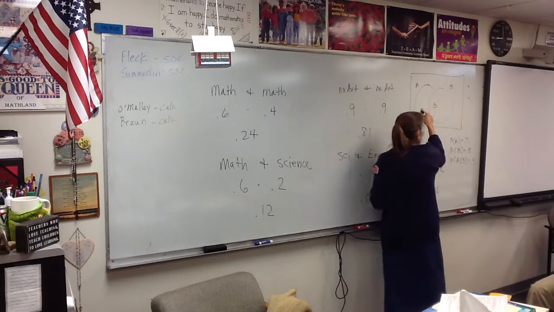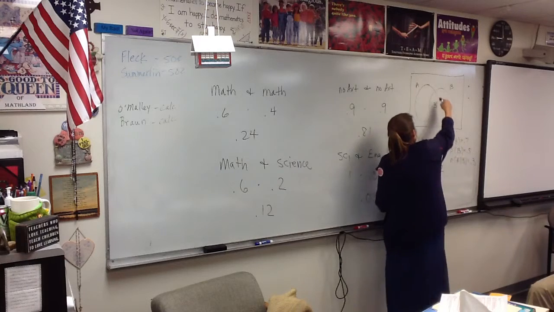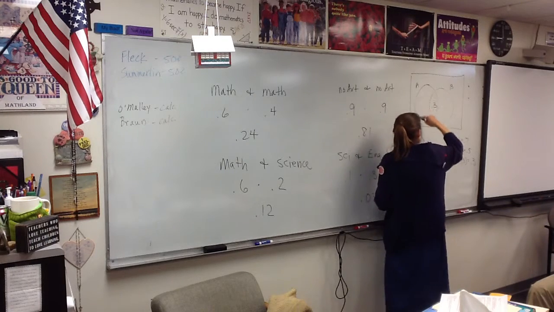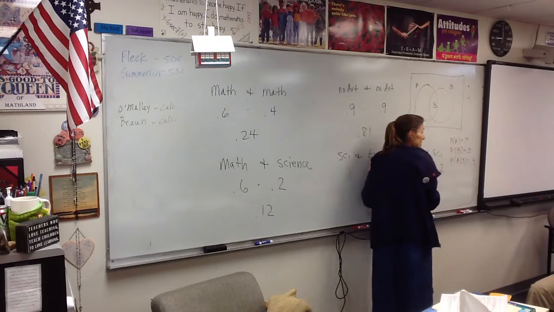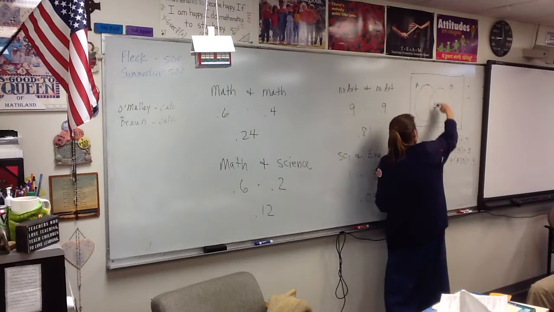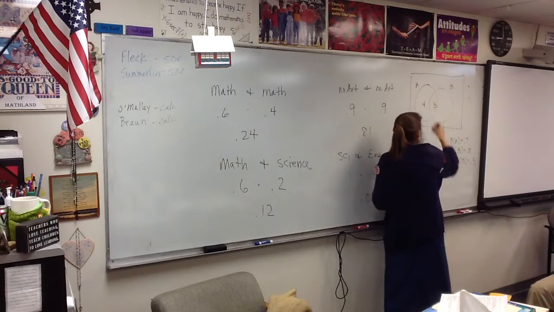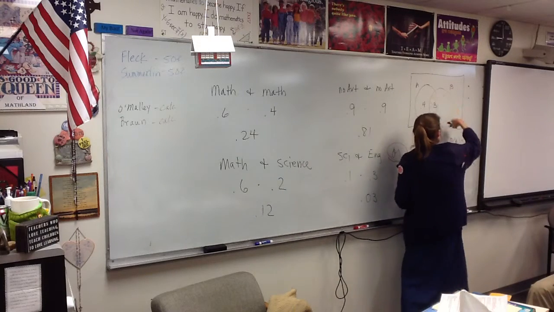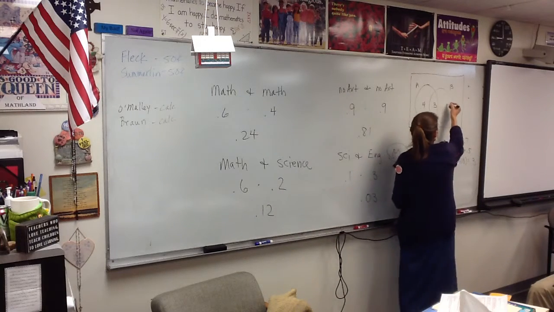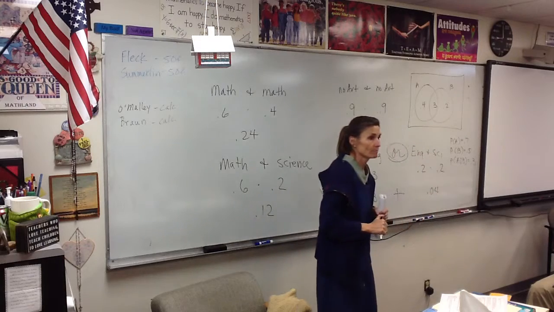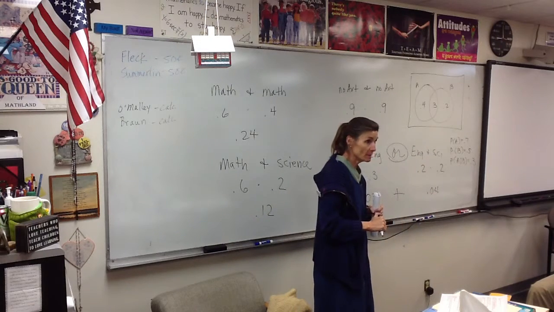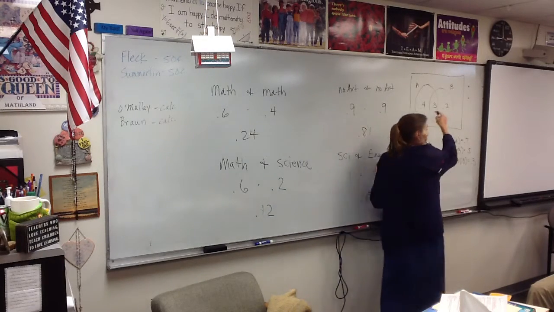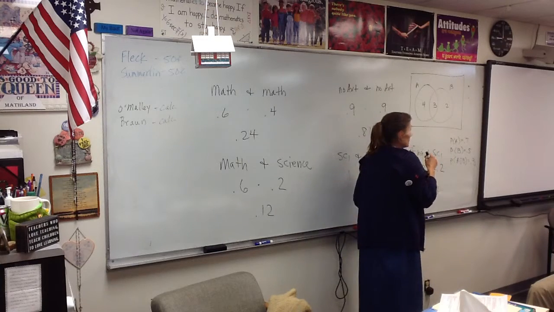Now I can put a number here, because what do I know about this whole A circle? It's 0.3 plus. It's 0.7. So the whole thing is 0.7, so that's got to be 0.4. The whole B is 0.5, so this has got to be 0.2. You with me? Yeah.